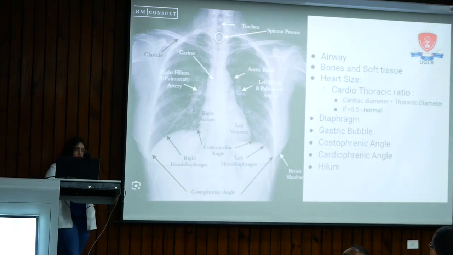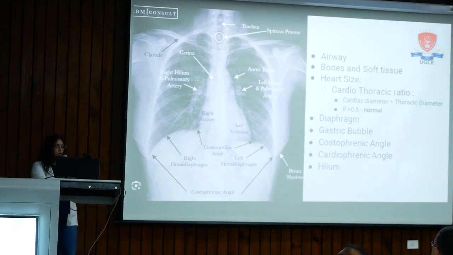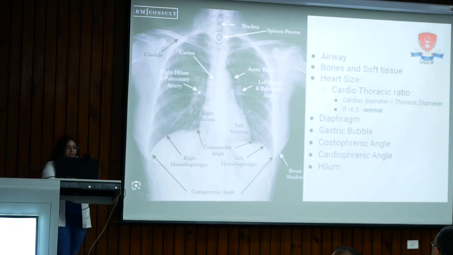This structure is known as carina. This is the right hilum and the left hilum. The right hilum is slightly lower than the left hilum. On the left side, you can appreciate the aortic knob along with the left ventricle, and on the right side, you can appreciate the right atrium.